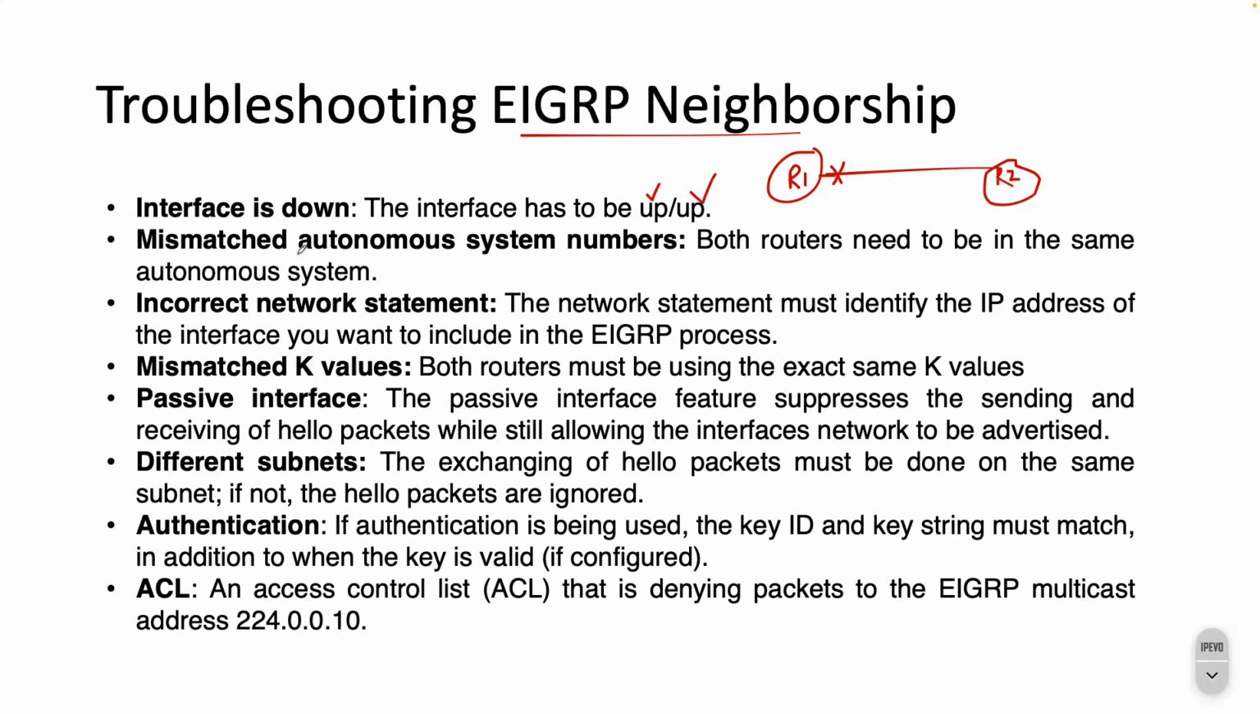Then next, you can check the autonomous system numbers that you have configured in EIGRP. They should match. Both routers need to be in the same autonomous system, right? Next is the network statement. While configuring EIGRP, you are defining your network statements. Within your network statements, are you correctly identifying this interface IP or not? It may happen that you have given a wrong network statement under which this IP is not at all coming. So that thing you can check.